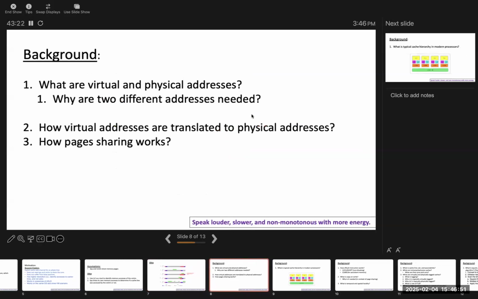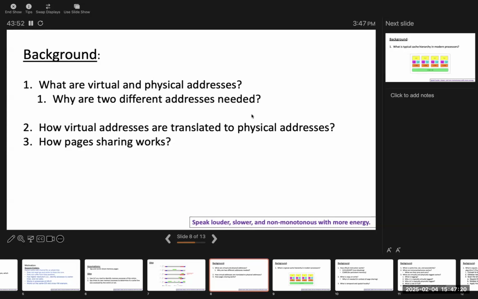Okay, what are virtual and physical addresses? I have tried to explain it in a very quick way. Why are two different addresses needed? Basically to give an illusion to each process that the whole virtual address space is available to it, while actually this is not the case, and to allow multiple processes to run at the same time.